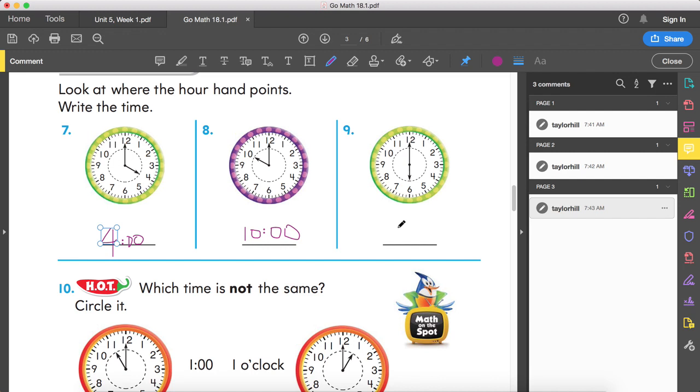Okay, number 9, the hour hand is pointing to the 6, the minute hand is pointing to the 12, so that makes it 6 o'clock.